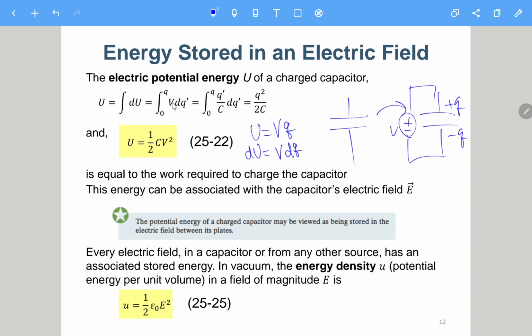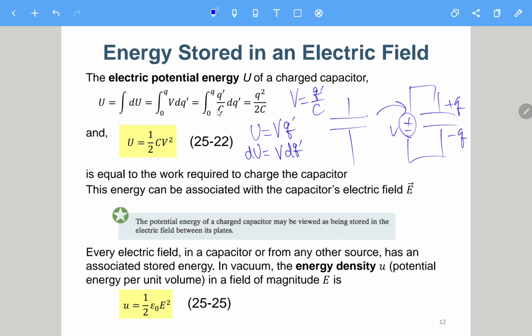Then we have C equals Q over V, which means Q equals CV, so V equals Q over C. We can just put this in here, so we have Q prime over C rather than Q. So we just put a prime here.